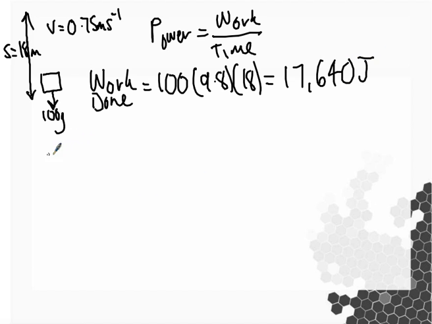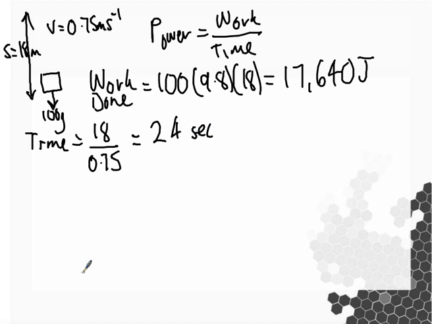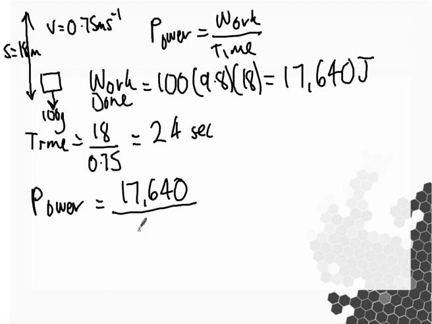Okay, the time. This is a simple case of distance equals speed times time, or in this case, time equals distance over speed. So the distance is 18 over the speed, which is 0.75. This gives us an answer of 24 seconds. So therefore, power is going to be 17,640 joules divided by 24, which gives us an answer of 735 watts.